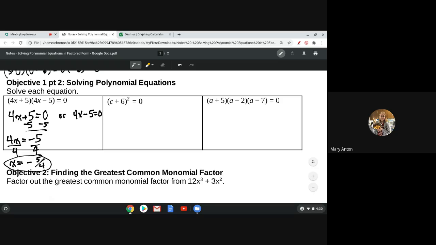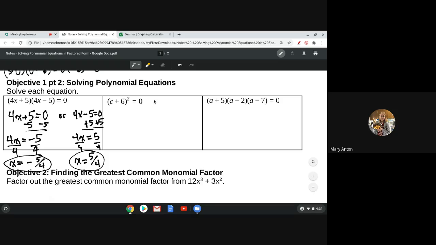Now we need to find the other one. So for this other one, 4x minus 5 equals 0, first we need to add 5 to both sides. On the left hand, we're just left with the 4x, and on the right, we're left with the 5. And then to get x by itself, we divide by 4. So we just get x is equal to 5/4. And those are our two solutions for this first example. If I plug both these numbers in for x, we will get 0.